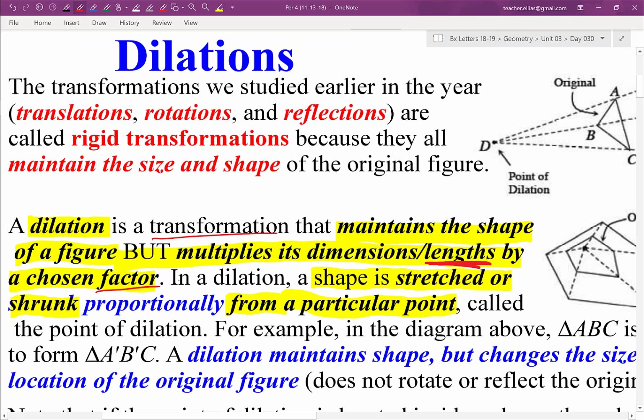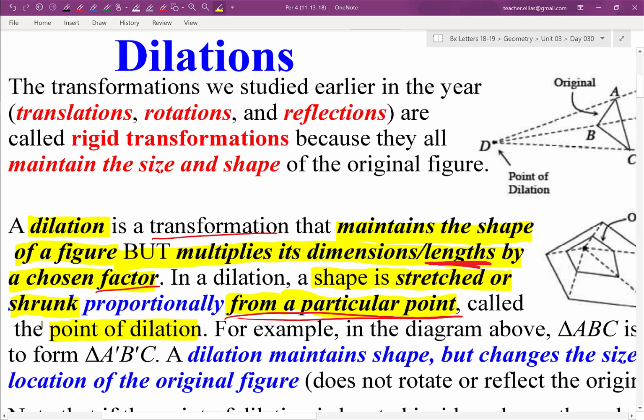And then he also highlighted that dilations involve a point. And that's going to be called the point of dilation.